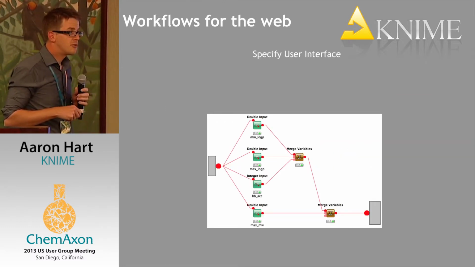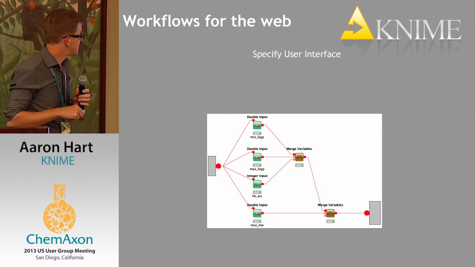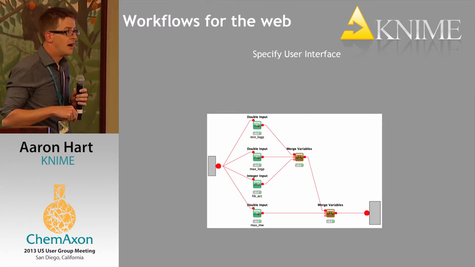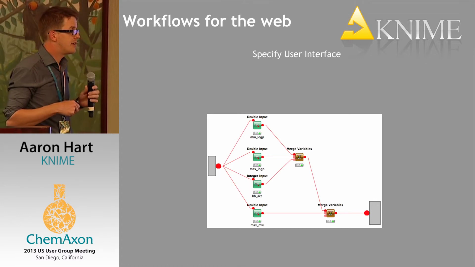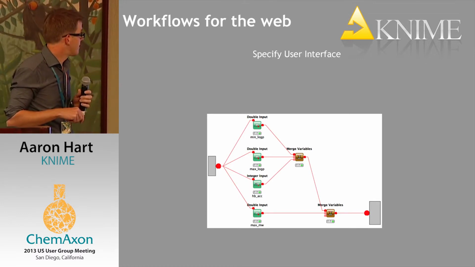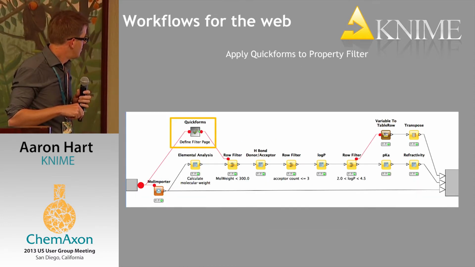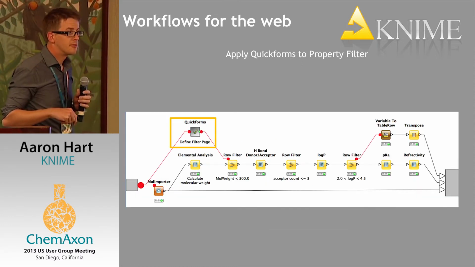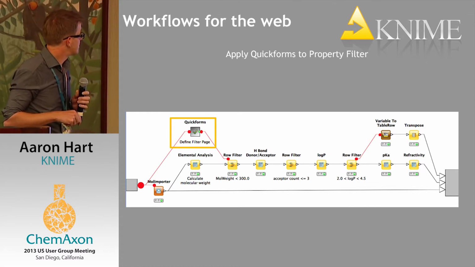Then we can define a user interface using quick form nodes. So we just take these green nodes and define access points where a user can say, I care about this or this particular element in my analysis, and then we can actually use that to control the workflow that we're building. Okay, so we take this user interface and just plug it into our row filters. So now these are all hooked up together.